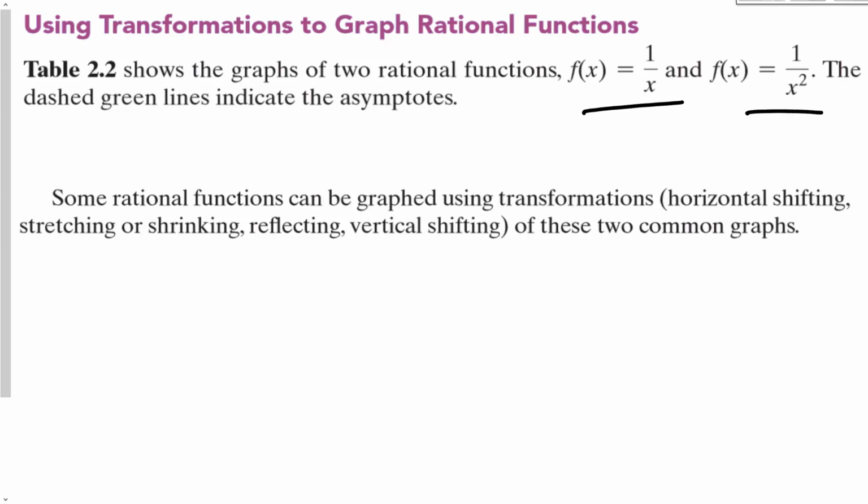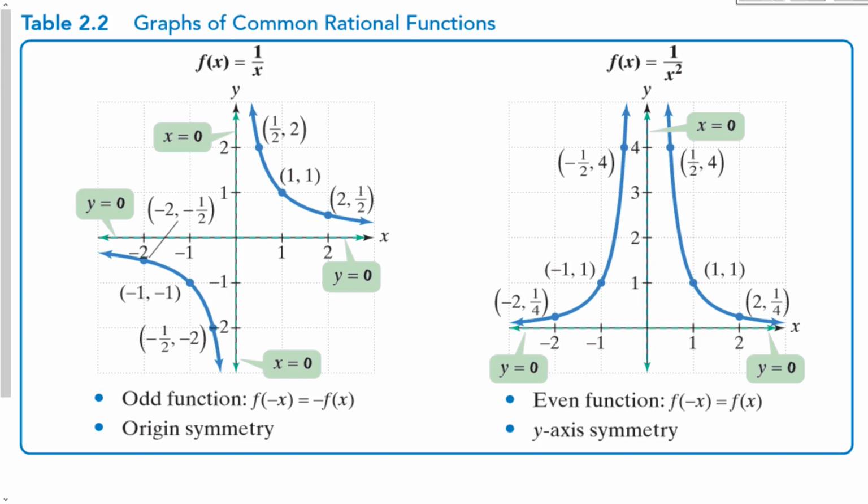If we have a function that looks to be in one of these two forms, it has a 1 on the top or a number on the top, and then some sort of addition or subtraction or something like that, we can use our transformations. All right? So to do that, we need to know what these two functions look like. The basic rational function you should kind of know already. And 1 over x squared, we can figure that out pretty easily.